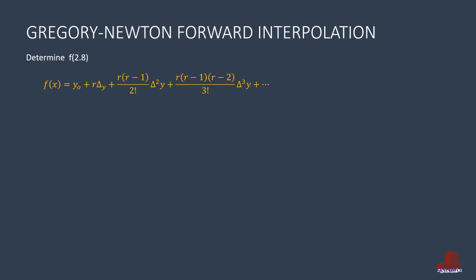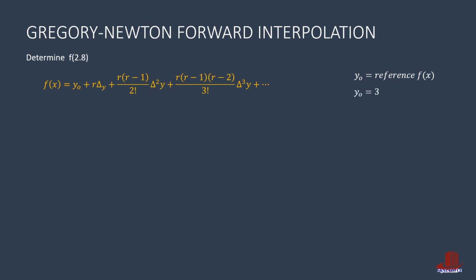The next thing to do is to identify the individual parameters. Y0 is the reference y value. This is the value of y closest to the y we are looking for. By closest, we mean the closest y before the unknown f of x. In the example, the closest y before the unknown is 3.